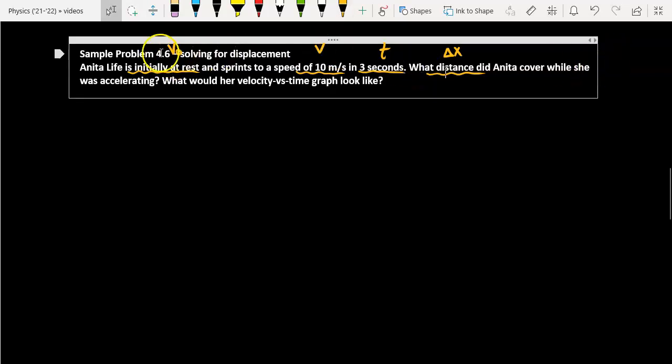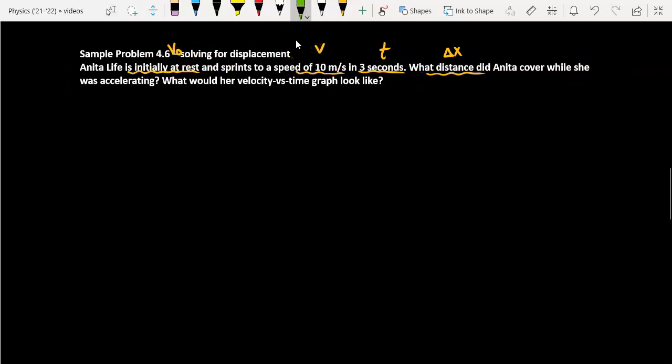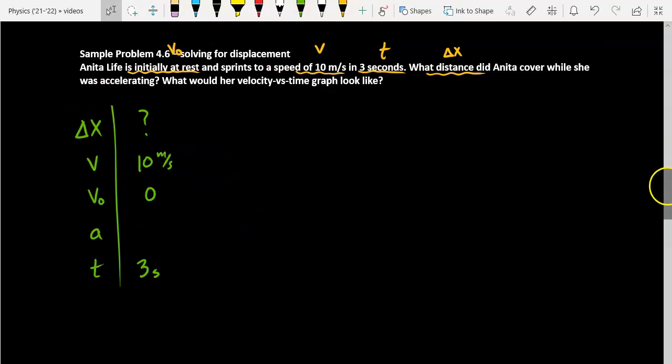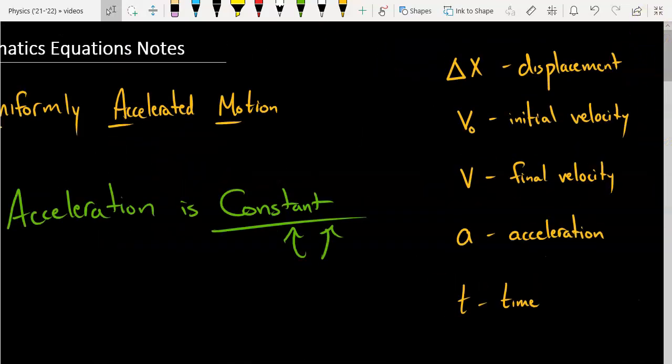Okay. So let's make our little table and keep track of what we have. All right, we're trying to solve for displacement. We know the final velocity was 10 meters per second. Initial velocity was 0. That's what initially at rest means right there. We don't know acceleration, and we know time was 3 seconds. So I need to pick an equation that has these 4 variables in it. So now we just need to go back up and take a look at what those were.